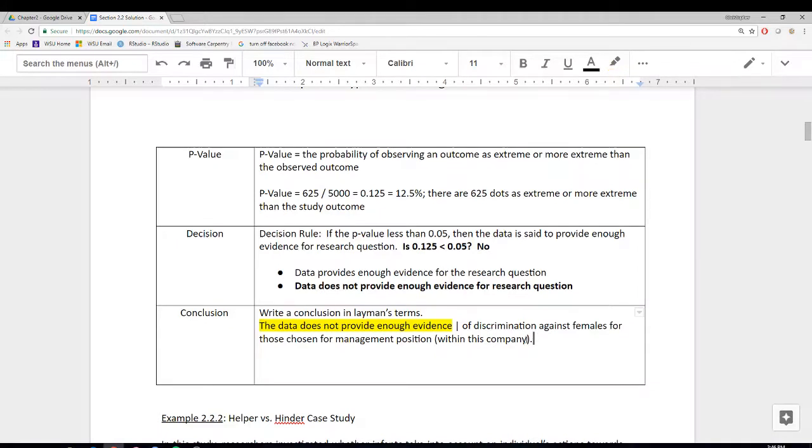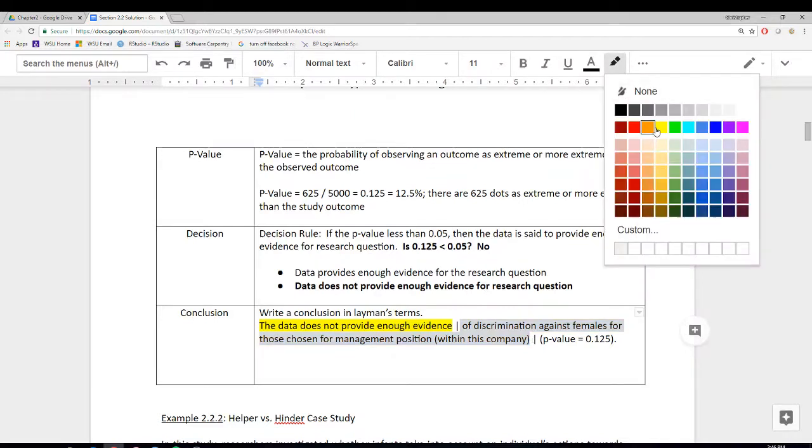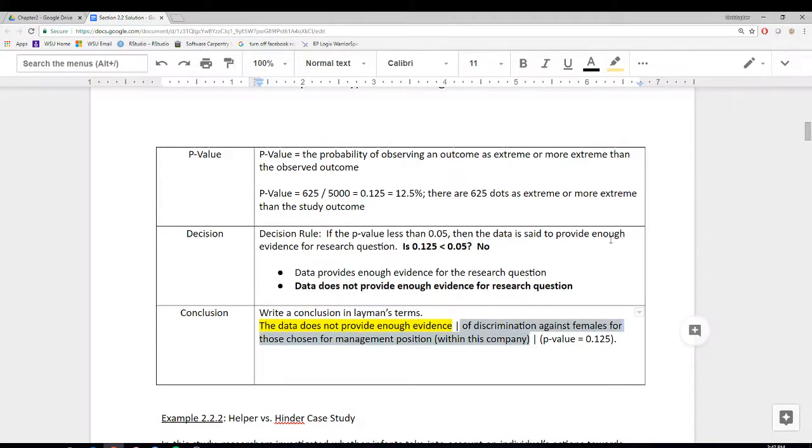The only other component that we like to include on a conclusion is the actual p-value. So let's go ahead and put that in there. The p-value is 0.125 for this example. And those are the three components of a conclusion. If you have those three components of the conclusion, the conclusion is complete.